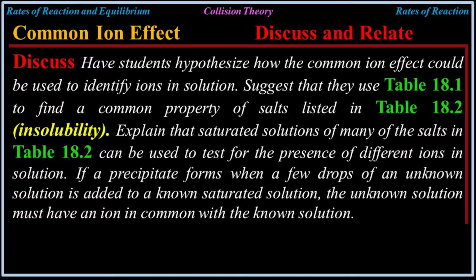If a precipitate forms when a few drops of an unknown solution is added to a known saturated solution, the unknown solution must have an ion in common with the known solution.